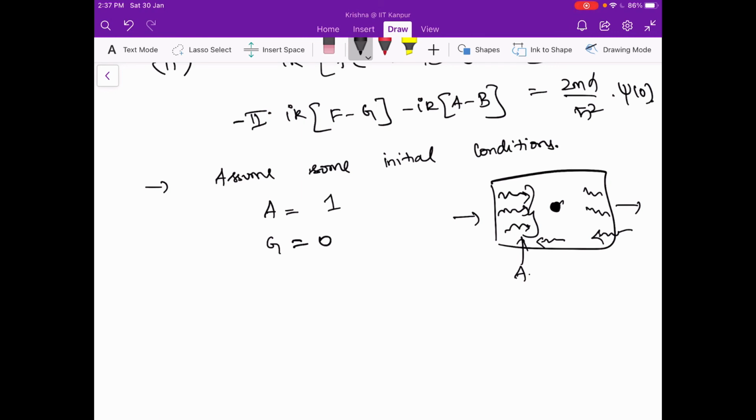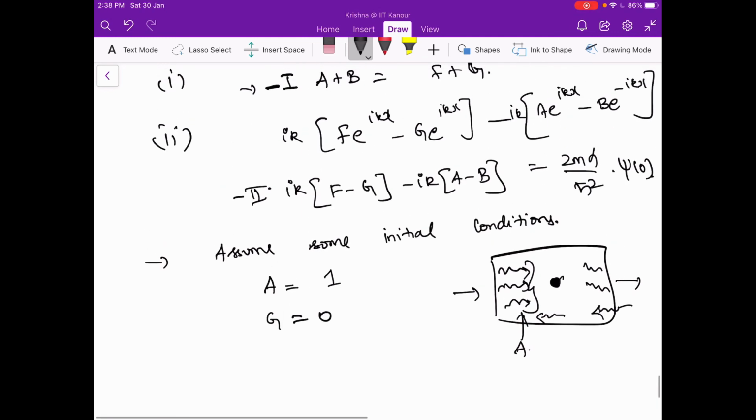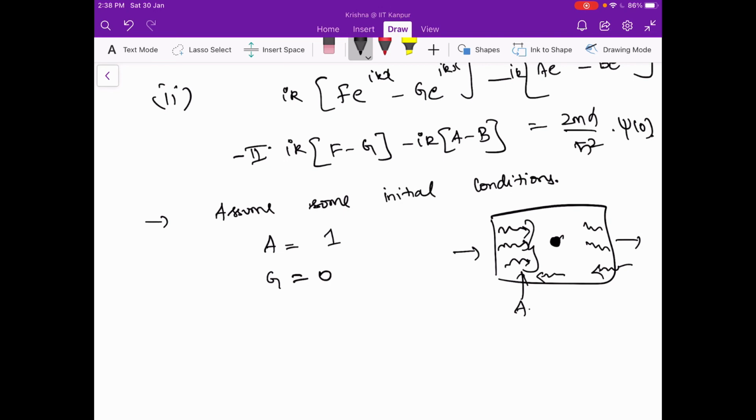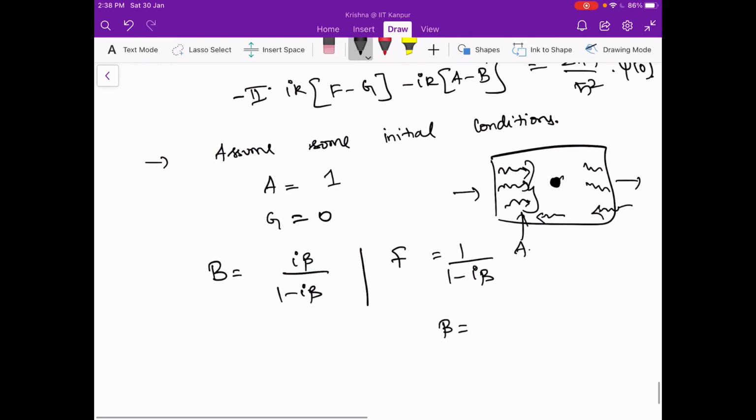With these two taken, we can solve these two equations, and what we will get is that b, the coefficient of being scattered, will turn out to be iβ/(1 − iβ), and f, the probability to be transmitted, will turn out to be 1/(1 − iβ). In this, we have used β = mα/(ħ²k).